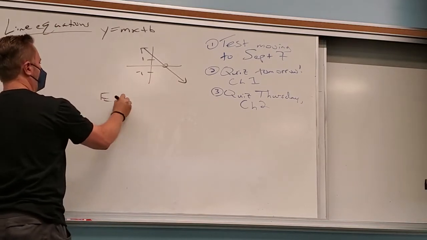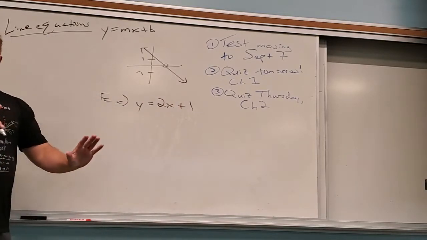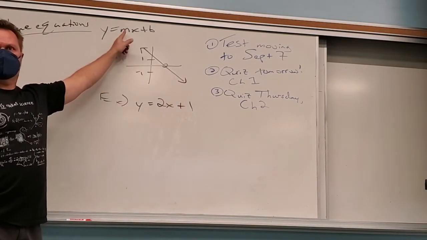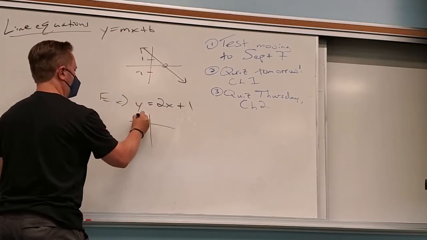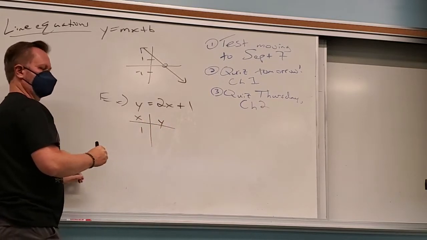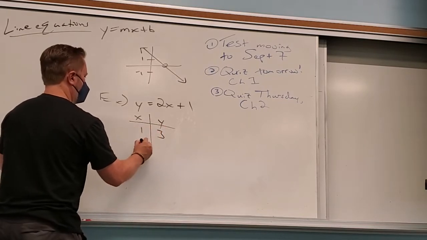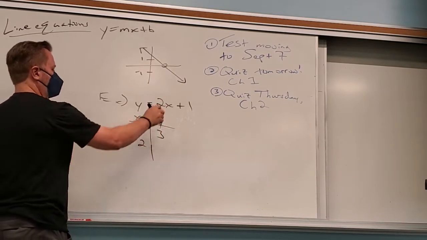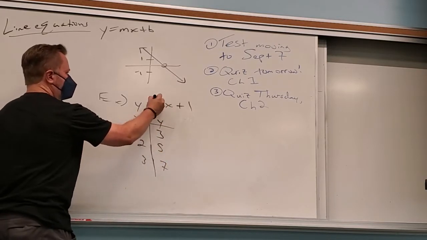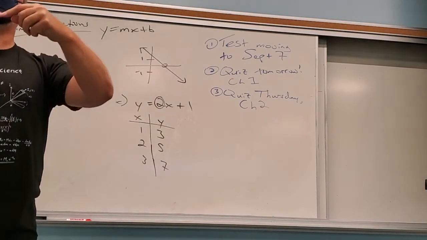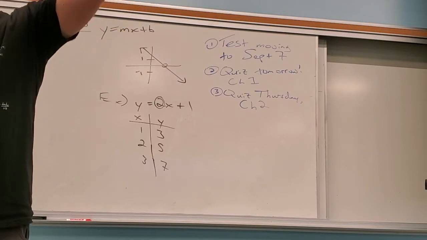Now, what if I had, for example, y equals 2x plus 1? Let's see why it makes sense that this would be the slope. What do I get when I put a 1 in there? 3, right? Twice 1 plus 1 is 3. What do I get when I put a 2 in there? 5. What do I get when I put a 3 in there? 7. So, since the 2 is in front of the x, every time I change x by 1, the output is going to change by 2.